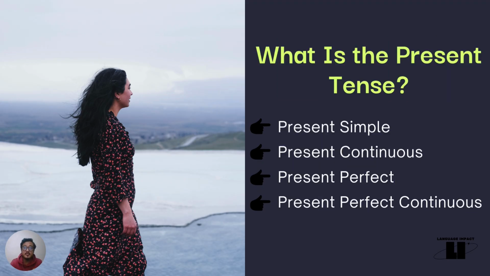The present tense is used to talk about what is happening right now, habits, truths, and even future events in some cases. But it's not just one form. We have present simple, present continuous, present perfect, and present perfect continuous. Each one serves a different purpose, and we are going to explore them through real life situations that you can relate to.